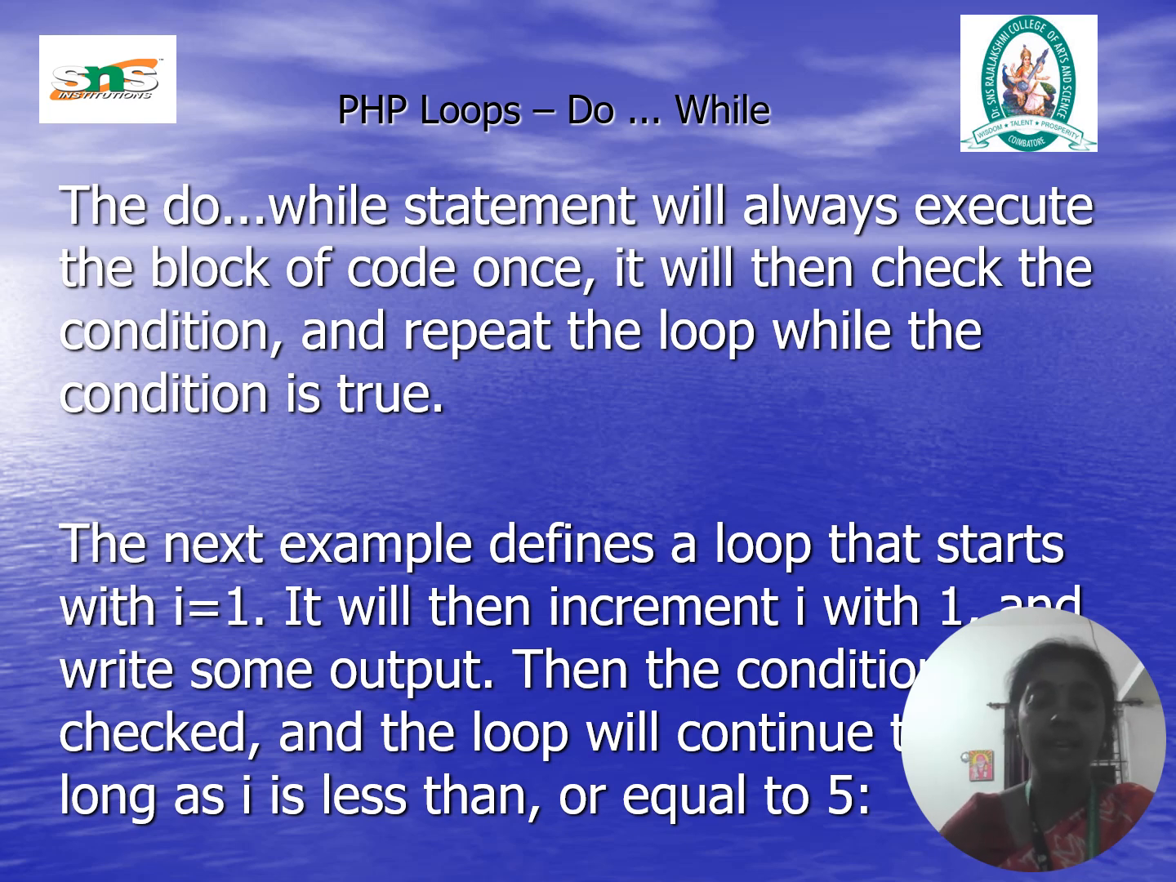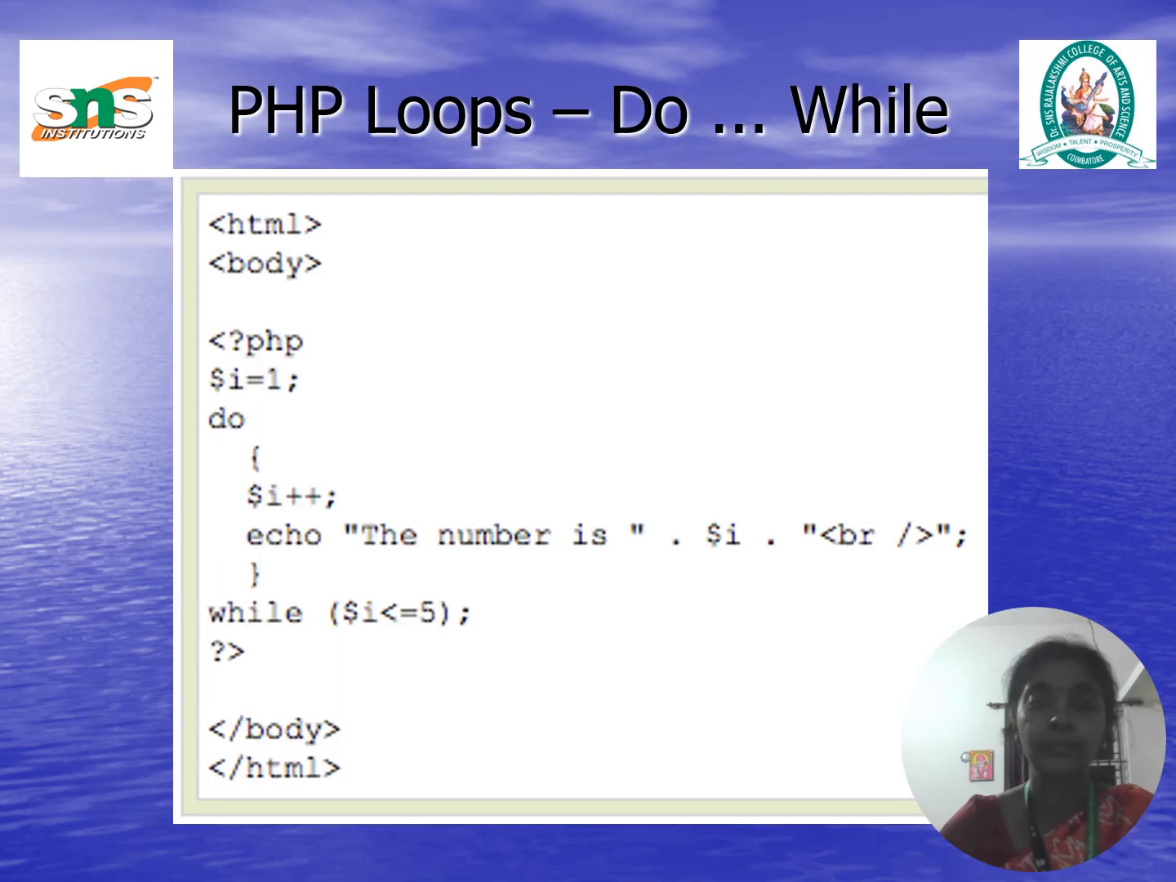We can see the example. Here in PHP, the first one is HTML. PHP is embedded with HTML. Next one is the body tag. Next, here the PHP code starts, inside this less than question mark PHP. After that, we are assigning a variable $i equal to 1. $i is a variable. It starts with the $ sign.